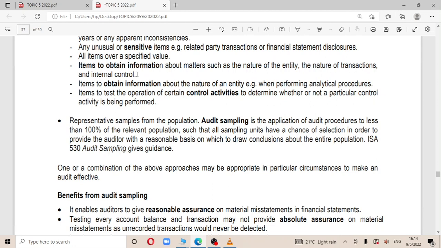Also, you may select items to test the operation of certain control activities. You want, for example, to find out whether approval is working. So you can select a sample of payment vouchers to confirm that they were signed by the right people, they were approved by the right people. So that is what we're talking about.